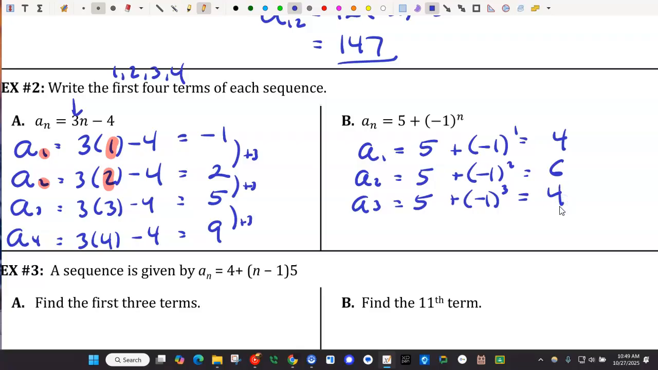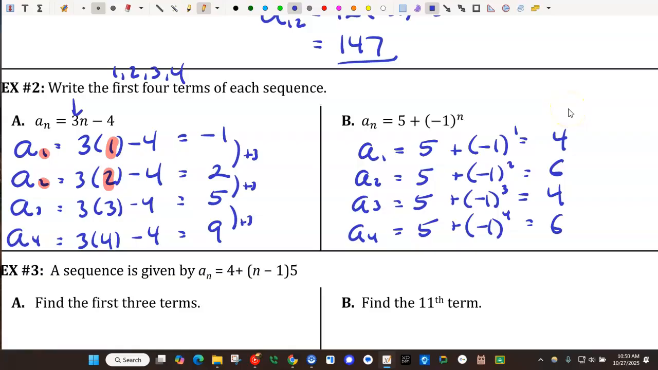So sequences can have this pattern of a straight line, but they don't have to. They can have something like this, which clearly would not be a straight line. It's not of that format, mx plus b. So don't always assume it comes out to a straight line. This sequence tends to bounce back and forth between 4 and 6, 4, 6, 4, 6. Or you can look at it as 5 plus or minus 1. That's another way of thinking about it.